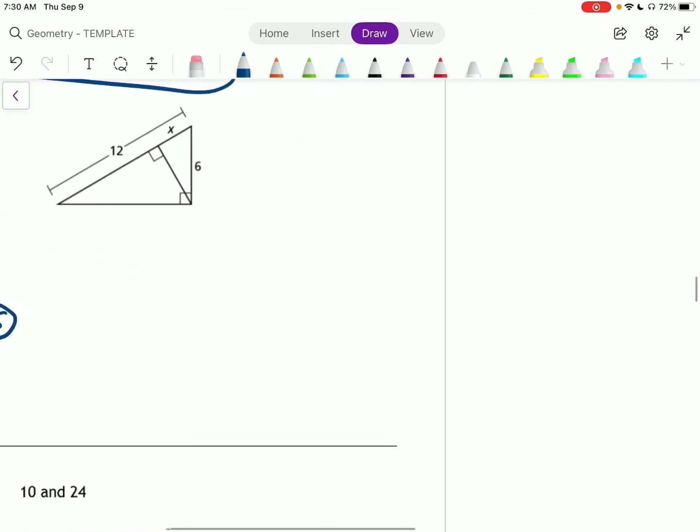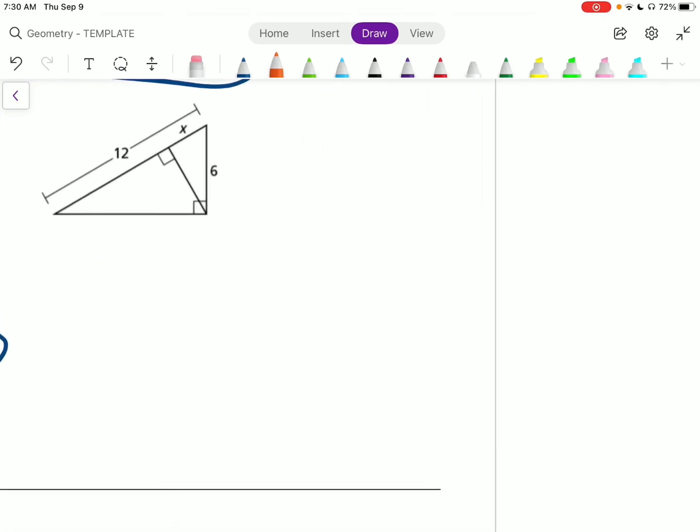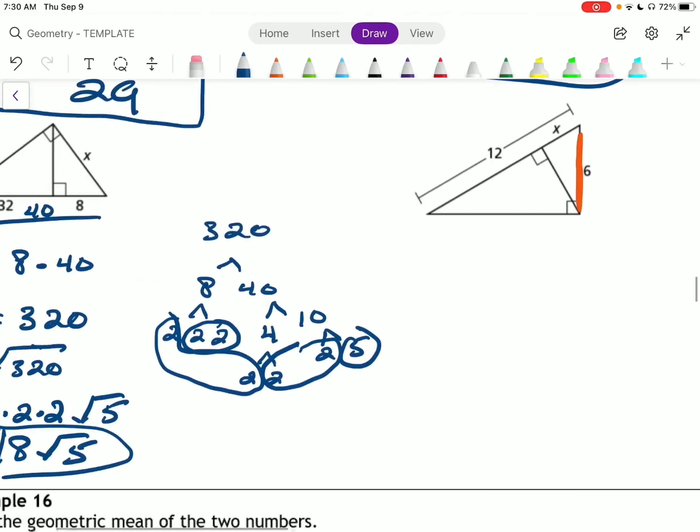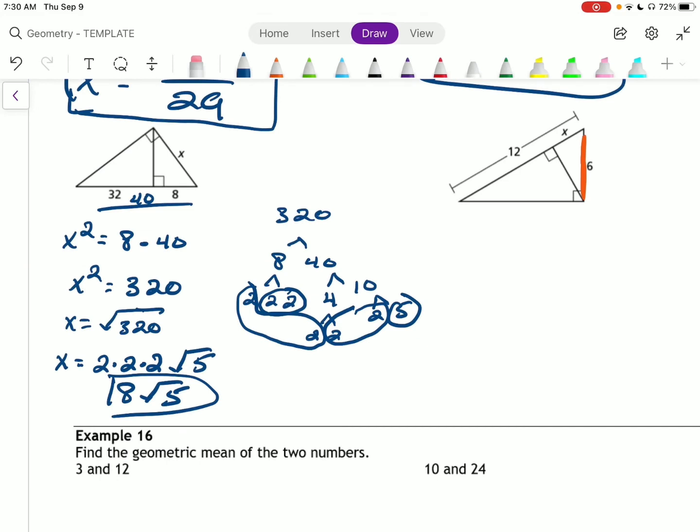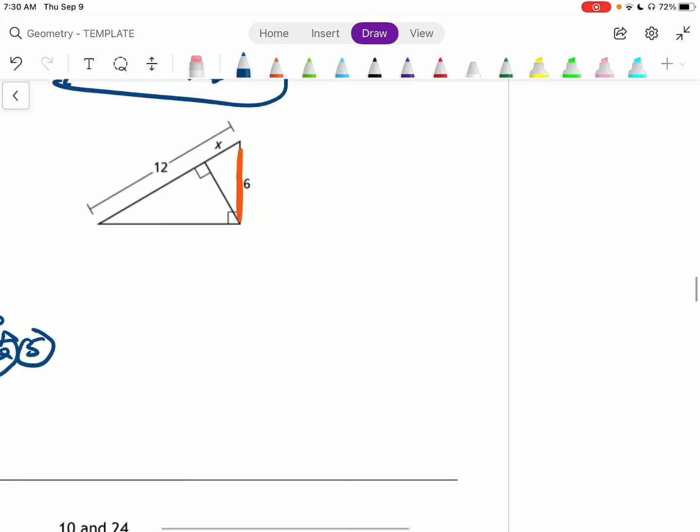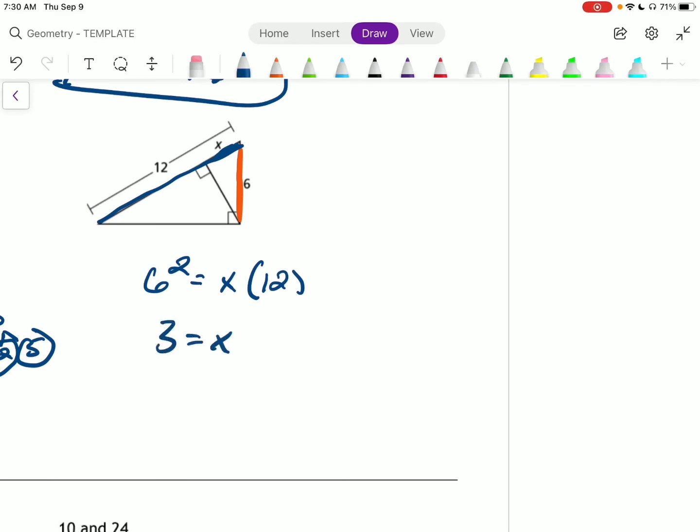Next up, this one's written a little bit differently. It's in a different orientation. Here's our leg. So we're going to approach it in the same way that we did the last problem, except our variable is going to be in a different spot. So we know that the leg squared, 6 squared, is equal to the small piece of the hypotenuse, x, times the whole thing, which in this case is 12. So here I can solve for x, and 6 squared is 36, divided by 12 gives me 3. That one's nice and easy.